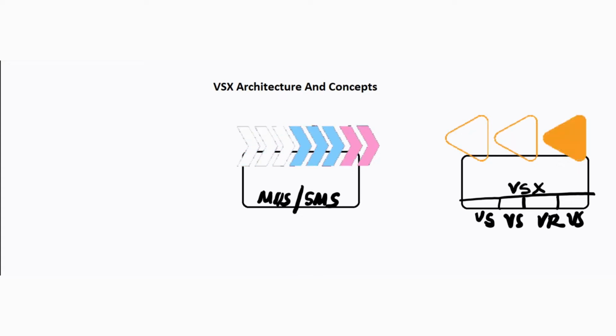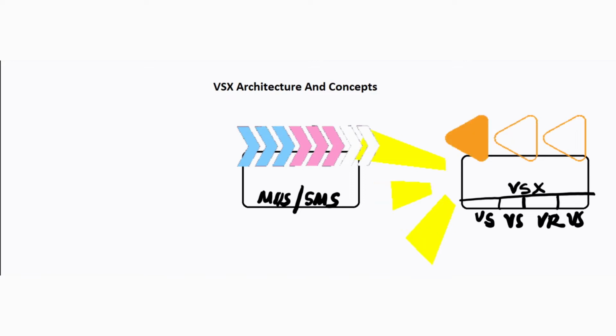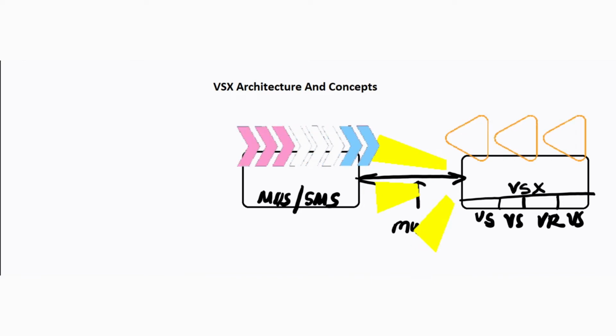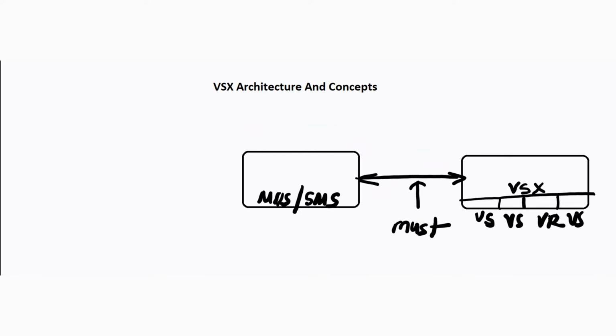The VSX gateway must communicate with the management server for all those things. So the communication between the management server and the VSX is always a must. The important thing: the SMS or MDS, multi-domain server or security management server, must communicate with the VSX gateway. Basically, a management server connects to the VSX gateway and provides provisioning and configuration services for virtual devices located on the VSX gateway.